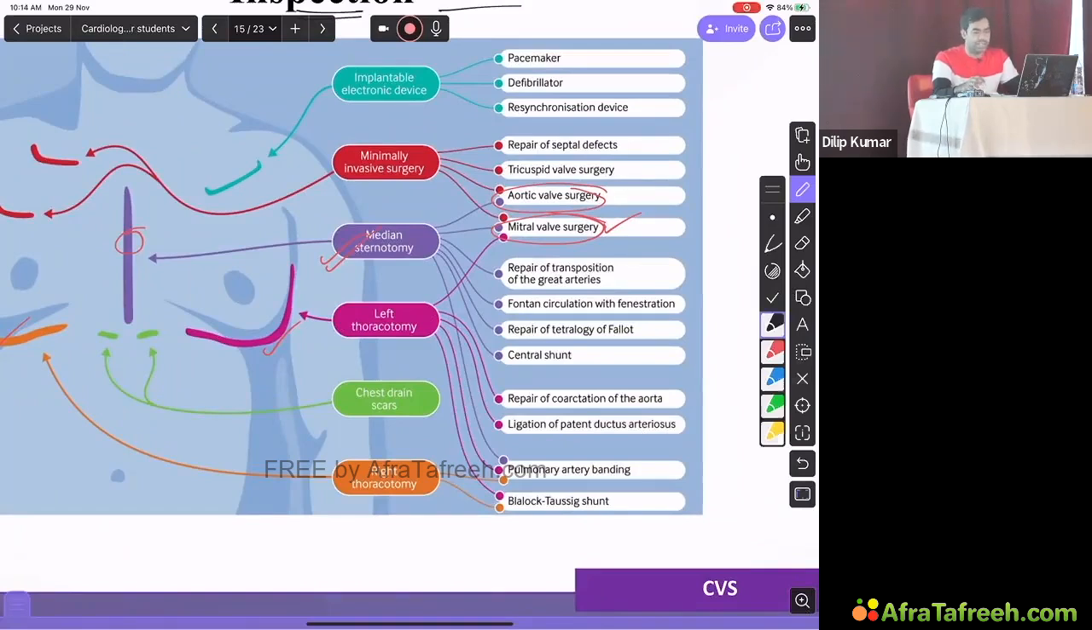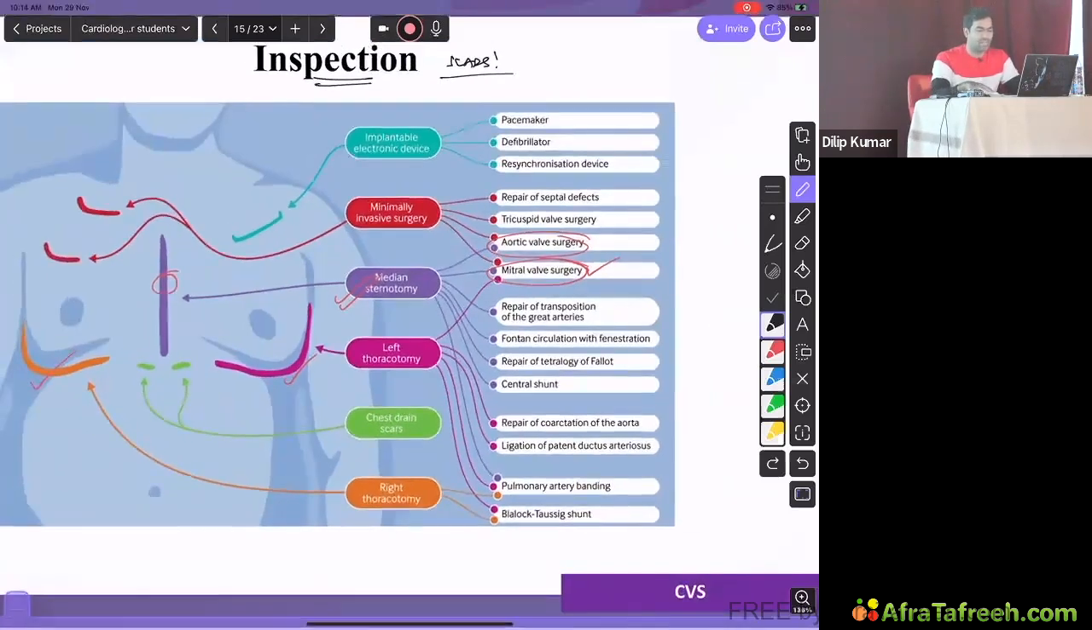If I am the examiner, I'll be asking you about the significance of each and every scar that you see in practice, because each and everything has some value. If a patient had some congenital heart disease also, that has a value, because for congenital heart disease a lot of procedures are performed. The location of the scar can give you a clue about what type of procedure the patient would have gone through. That's why inspection becomes a lot important.